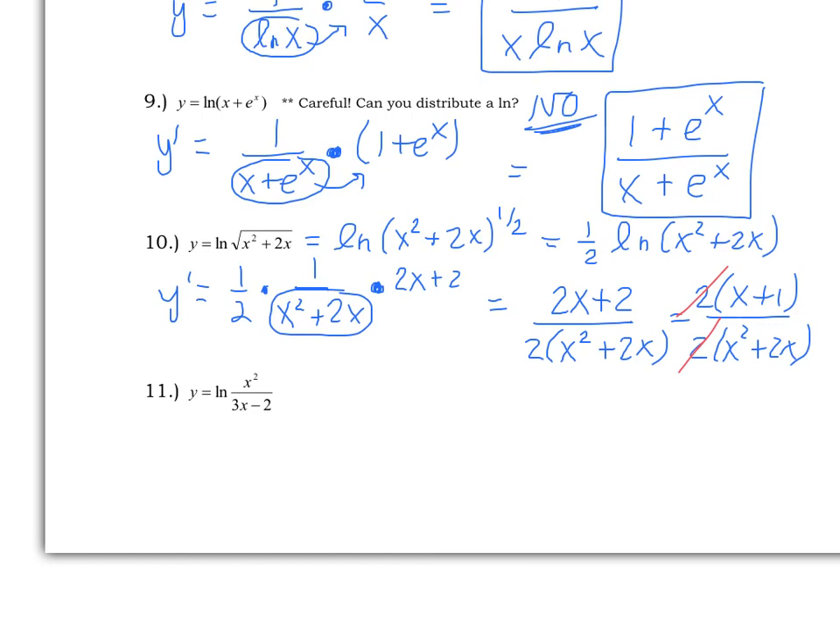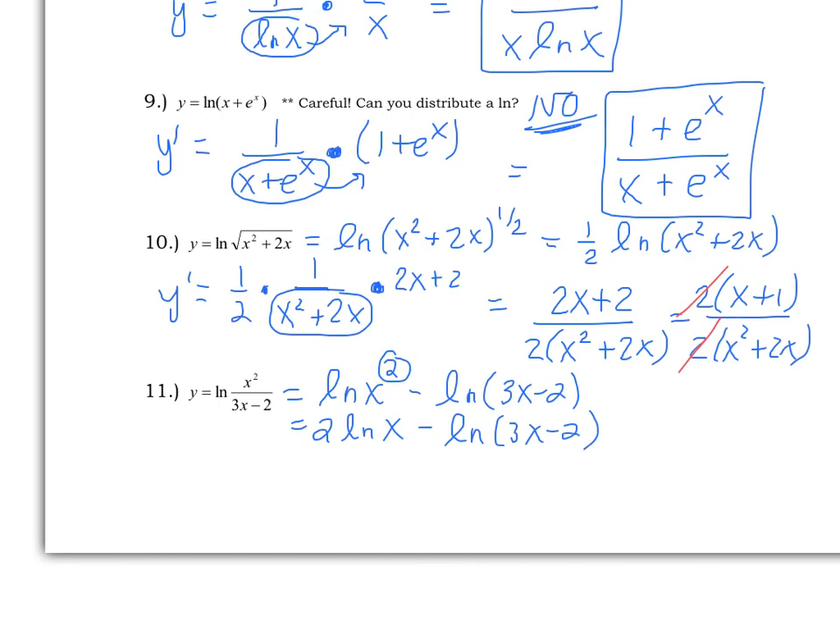Last one, you're going to see that we have a lot of log properties here to use. We have the natural log of a quotient. So here we can turn this into the natural log of x squared minus the natural log of 3x minus 2. We could take this a step further and take this power of 2 and throw it in front as 2 ln of x minus ln of 3x minus 2. I just used a log property, and this is still equal to y.